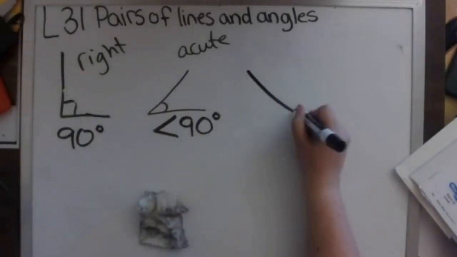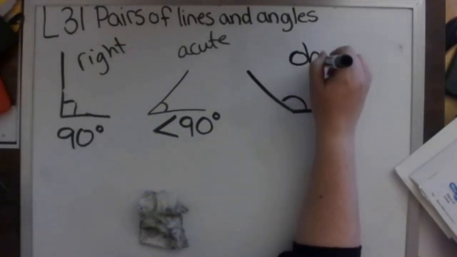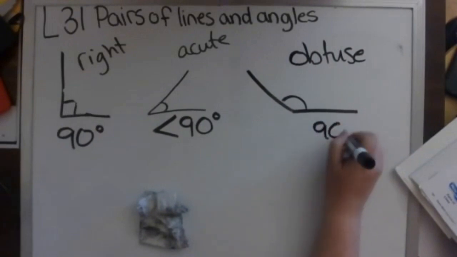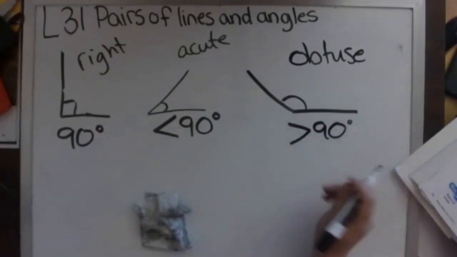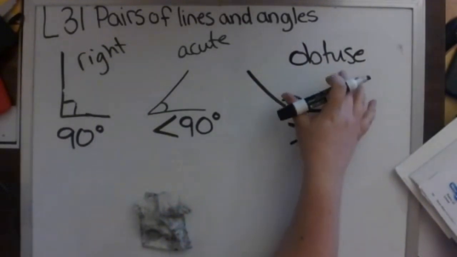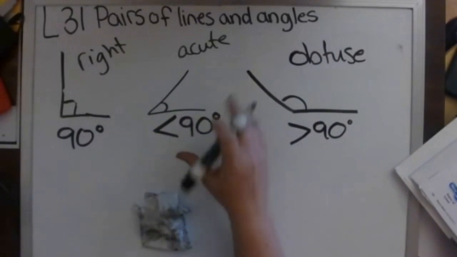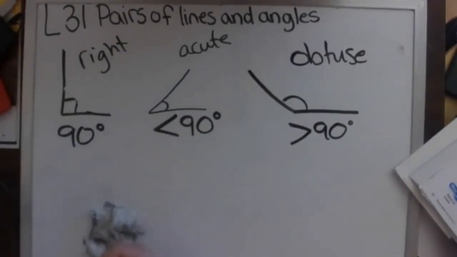Obtuse is bigger. Obese, obtuse, bigger than 90 degrees. So again, obtuse, obese, bigger than 90 degrees, acute, smaller than 90 degrees, and a right angle, 90 degrees.